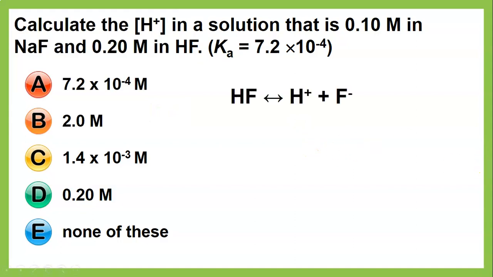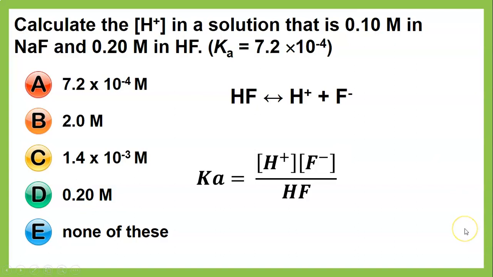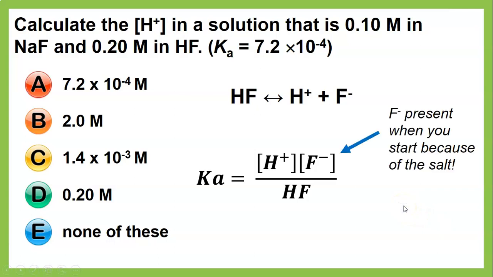So I'm going to have my dissociation here. And if you were to try to write your law of mass action, we would get that. The big deal here, the thing that makes this problem a little bit different than the things we've been doing so far, is that you are already going to have some of your fluoride present when you start because your sodium fluoride is in this mixture. And so that's going to affect our calculations, isn't it?